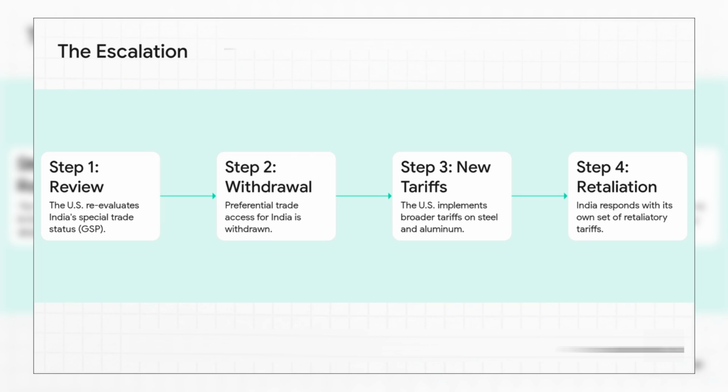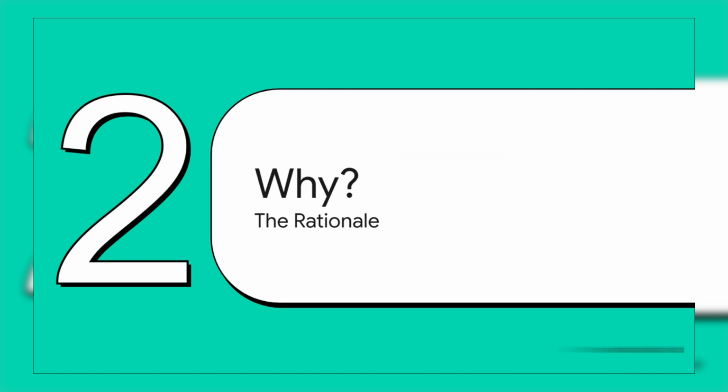So how did this whole thing actually play out? Well, it happened in a few key steps. First, the US took a hard look at India's special status under this program, the GSP, which for a long time had basically given a bunch of Indian goods a duty-free pass into the US market. Then, step 2, that special access was officially pulled. Step 3, the US brought in new tariffs on steel and aluminum that hit a number of countries, and that included India. And finally, step 4, in a classic tit-for-tat move, India hit back with its own tariffs on American products.